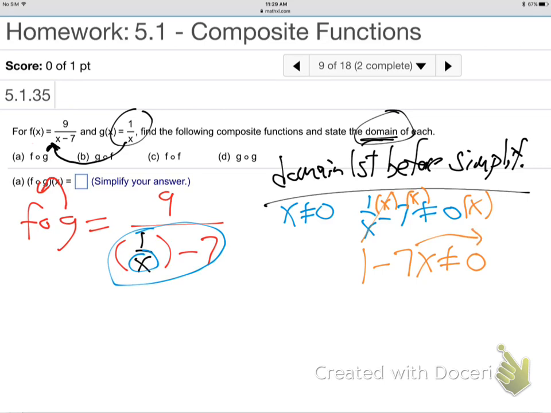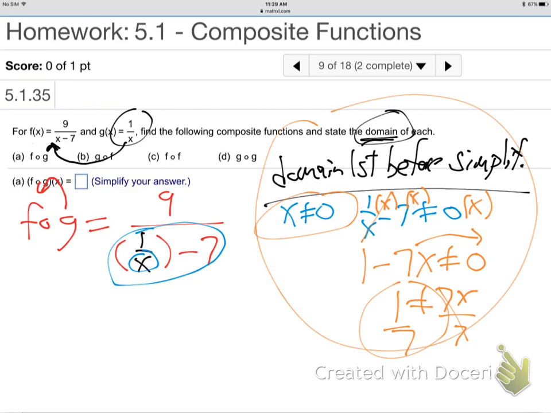So bump the 7x over there. 1 cannot equal 7x, divide by 7. x cannot be 1/7. So x cannot be 0, and x cannot be 1/7. Those are the two no-nos. Those are the two restrictions on the domain. Now, so that's the domain. We handled the domain.